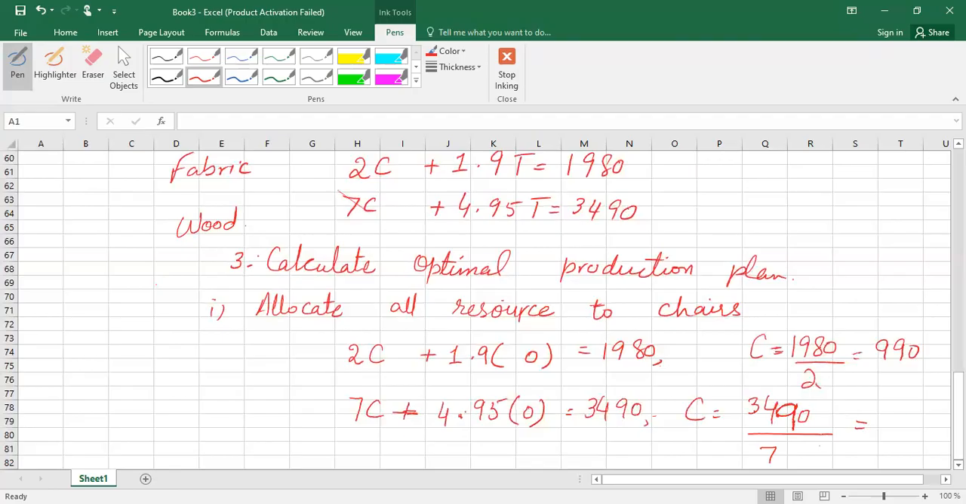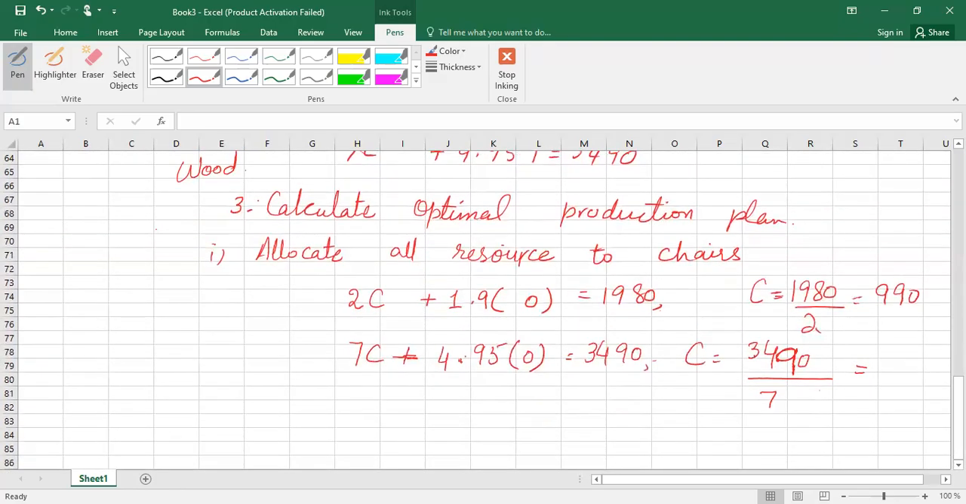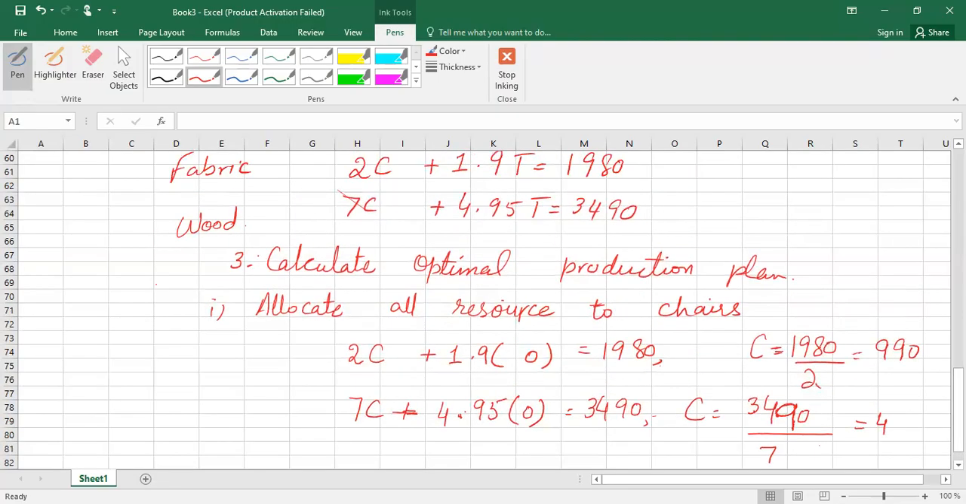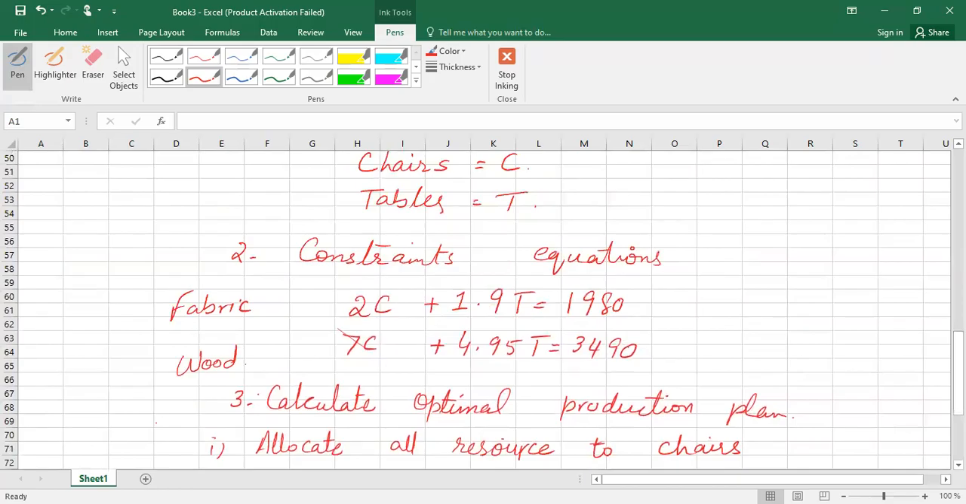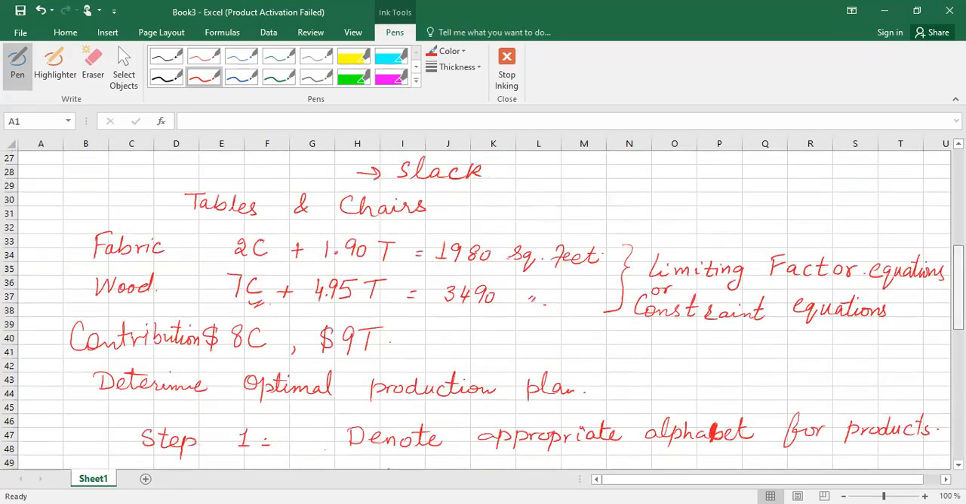Maximum here we can produce 498. Sorry, one thing I want to change in my data, which I think can create trouble for us. Rather than 1980, we will say it is 1180.